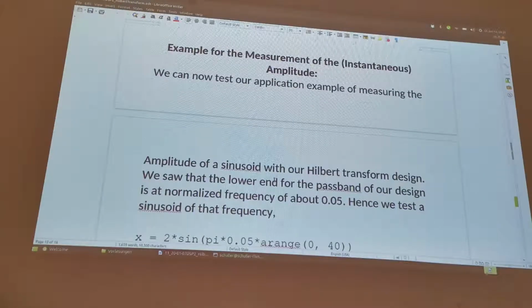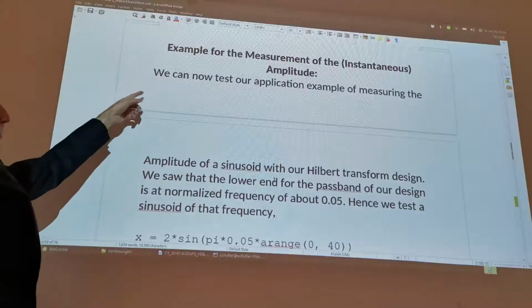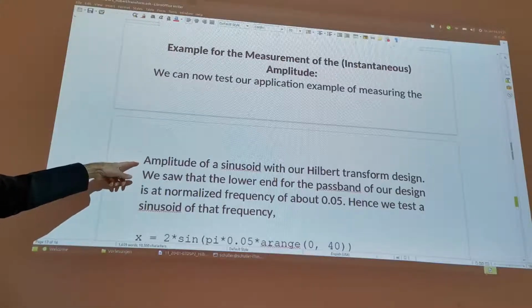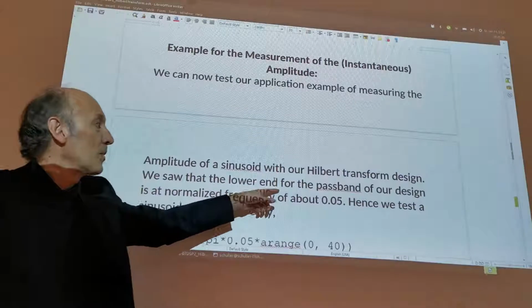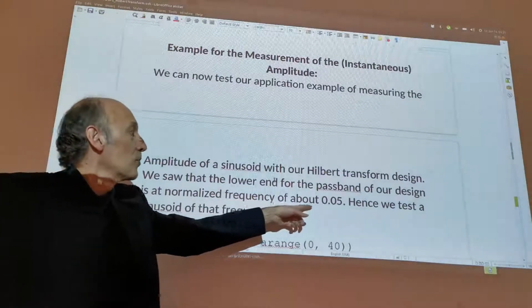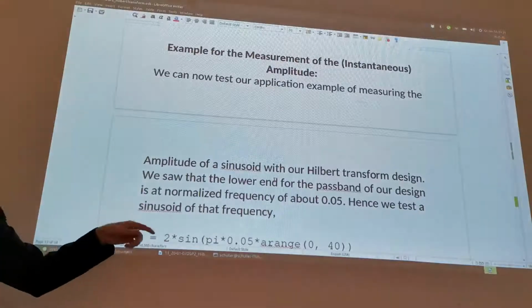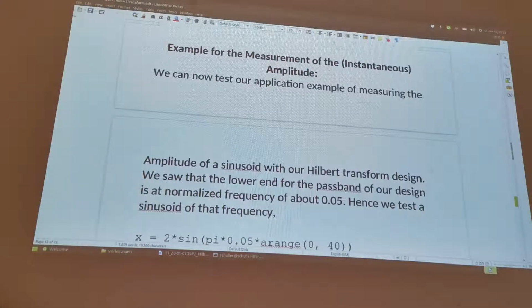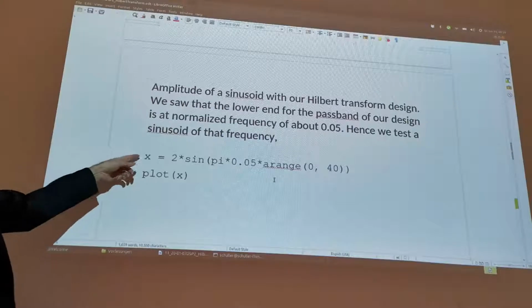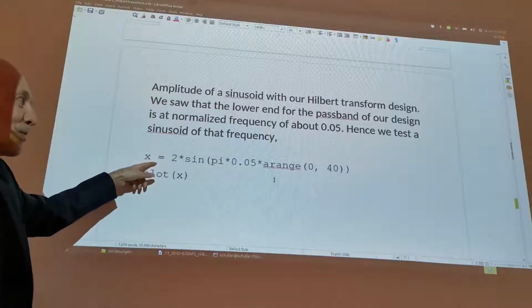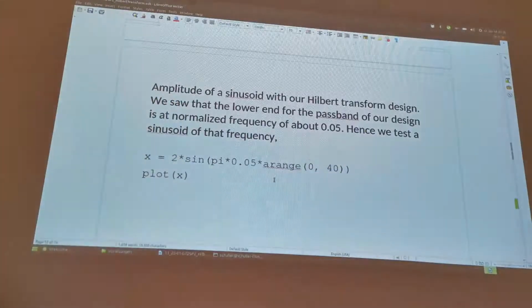Yeah, then we can actually use it for our application example, the instantaneous amplitude. So we want to see how good we are at measuring the instantaneous amplitude. We can just test it on our example, measuring the amplitude of a sinusoid with our Hilbert transform design. We saw that the lower end of the passband of our design is at a normalized frequency of about 0.05. Hence, we tested with a sinusoid at that frequency. This is actually testing the extreme case for the Hilbert design, because this is right at the edge of what it can do.